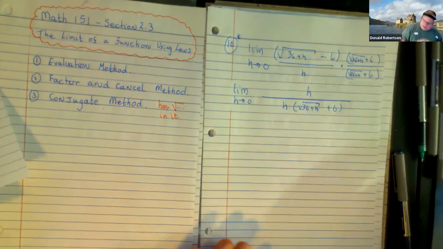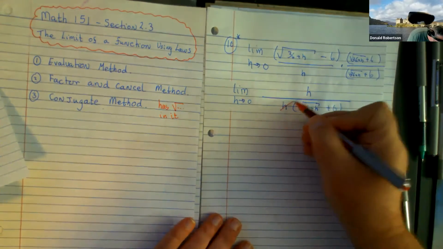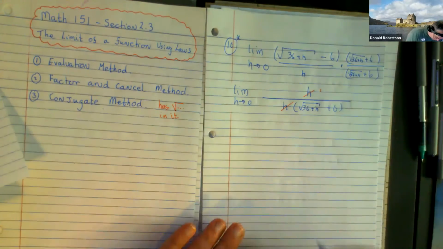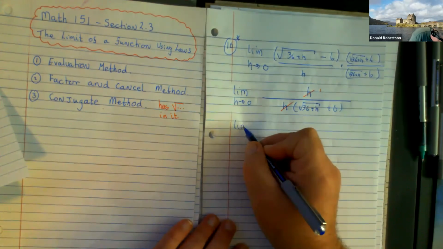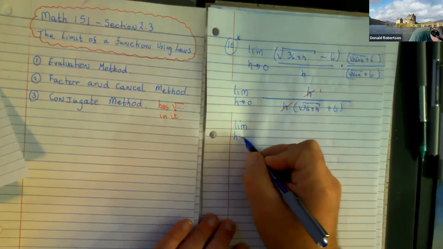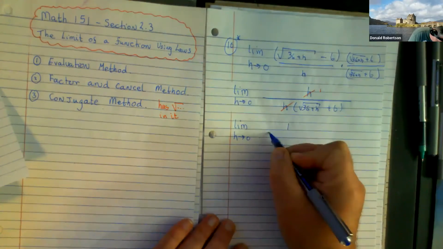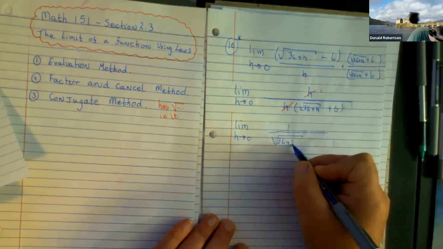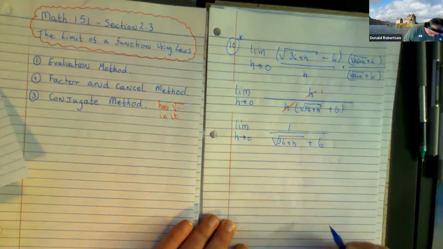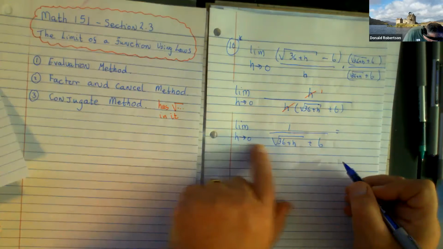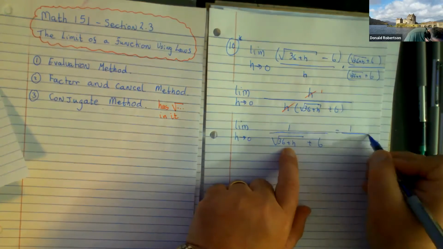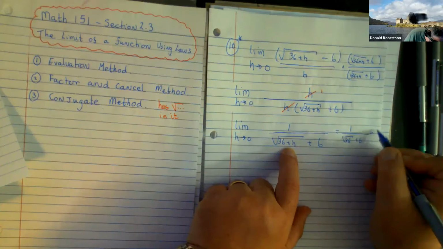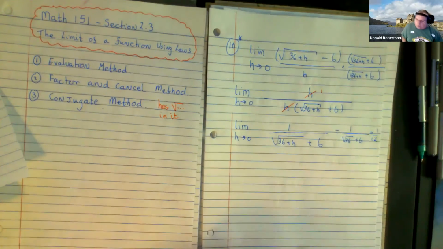There's a surprise. Now, 1 for 1 cancel. Remember to leave a 1 behind if it's a situation like this. So it's going to be the limit as h tends to 0 of 1 over the square root of 36 plus h plus 6. I can now replace the h with 0. So that's going to be square root of 36 plus a 6. And that ends up being 1/12.